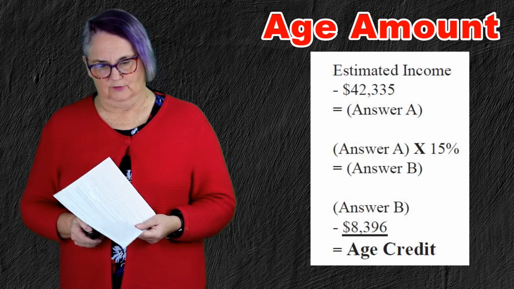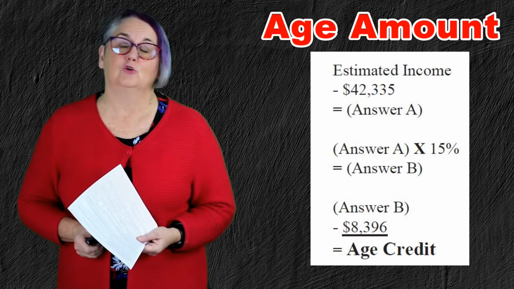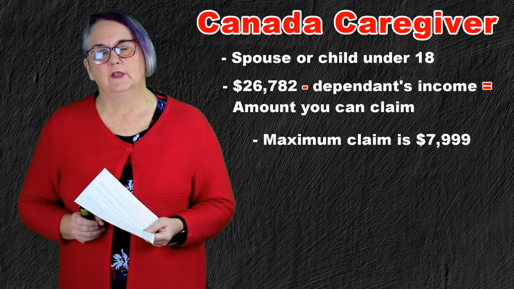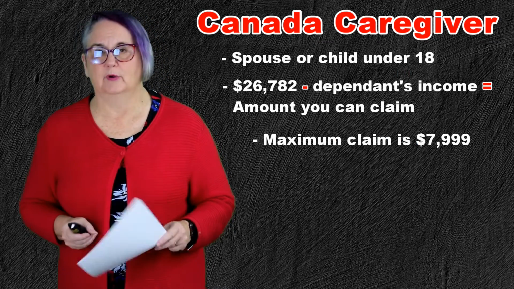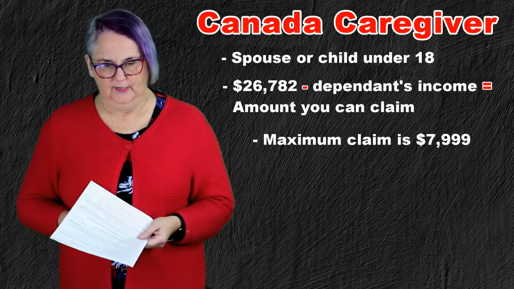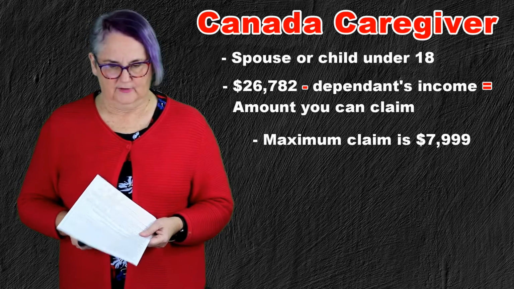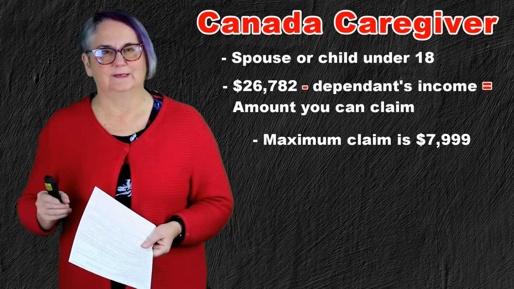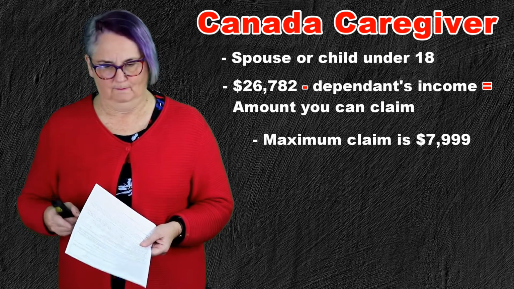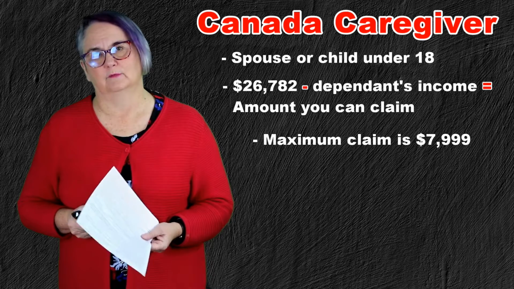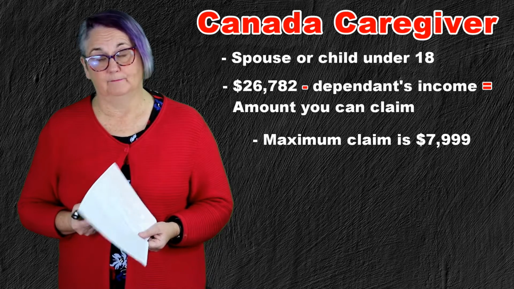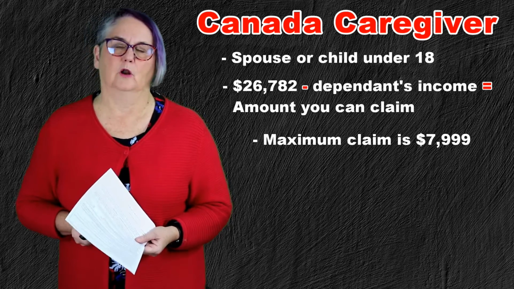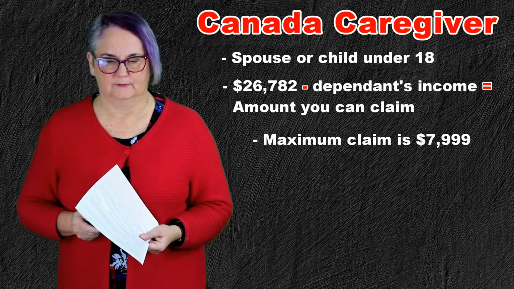But if your income was over $98,308, you're not going to get any age deduction. The Caregiver worksheet is also a part of the package for the federal government. The base amount there is $26,782. You subtract your dependent's income from that number, and that gives you the maximum claim that you can make. Okay, and the maximum is $7,999. Same thing for either of the Caregiver worksheets.